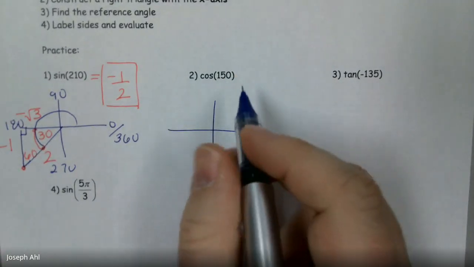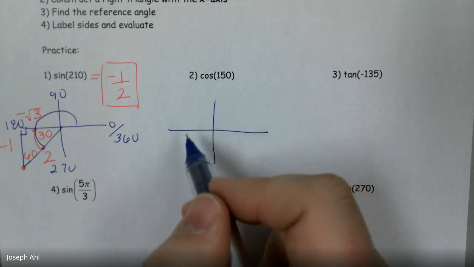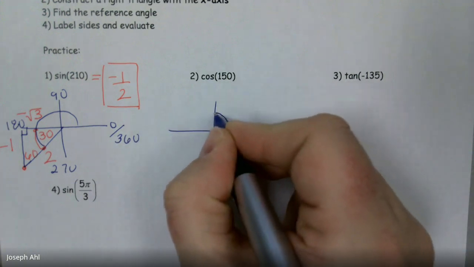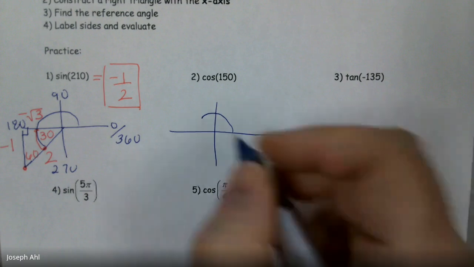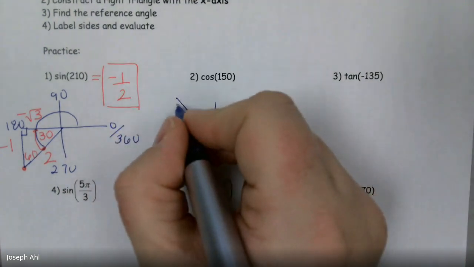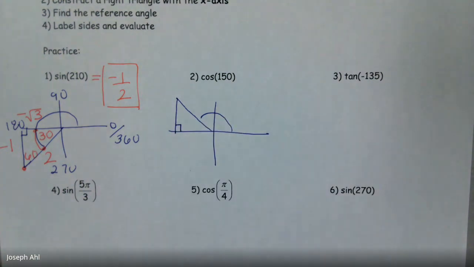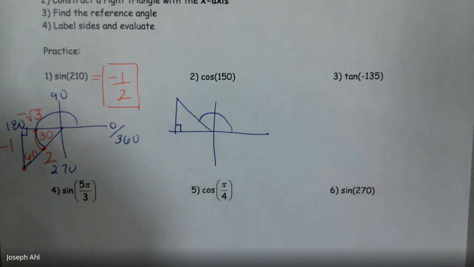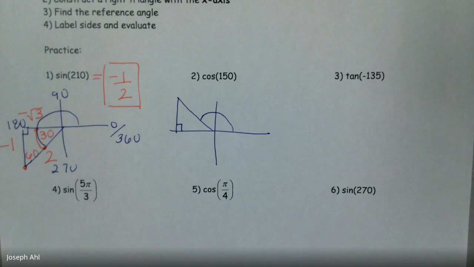So cosine of 150 would be, if I sketch the angle, not quite halfway, because halfway is 180. So this angle will stop in quadrant 2. Draw a line that ends the angle, and then connect it down to the x-axis. So there's your picture to start cos of 150.